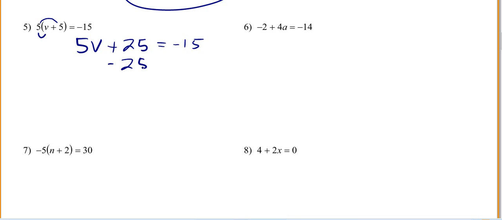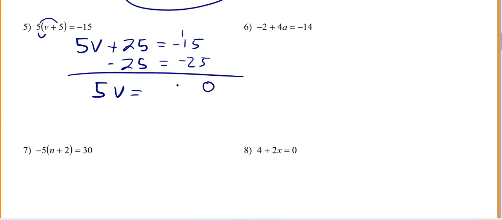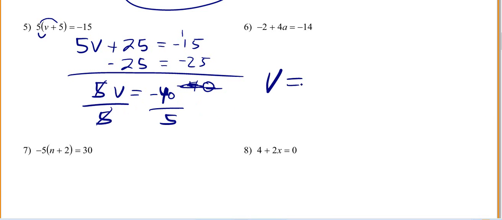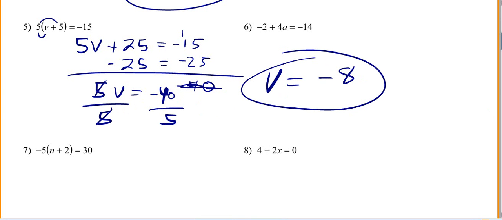Well, we're going to move our constants first. So I want to subtract 25 from both sides. So now we've got 5v is equal to negative 15 minus 25. So that's going to be negative 40. That's a 4, not a y. Alright, now you got 5 times v is negative 40. We're going to divide both sides by 5. These 5's become 1. So I'm left with 1v is equal to negative 8. That's number 5. We've got time for one more.